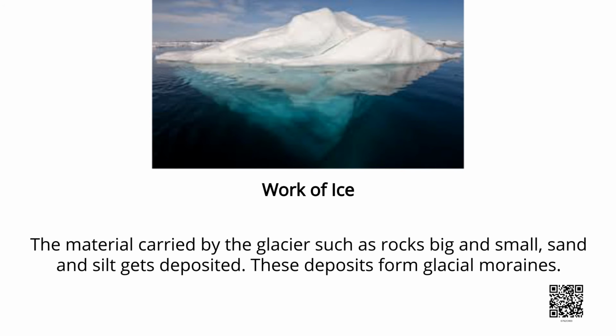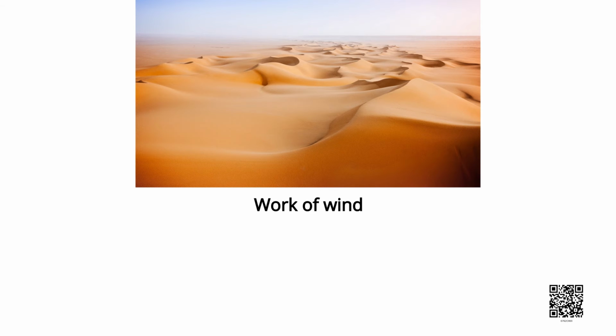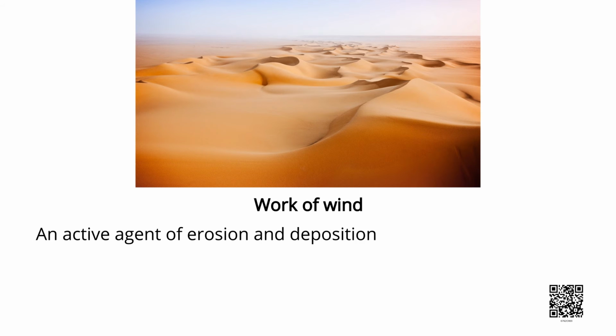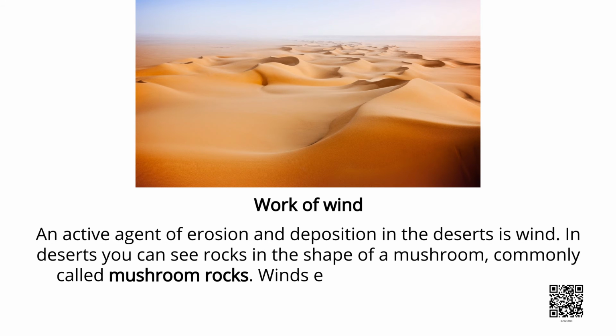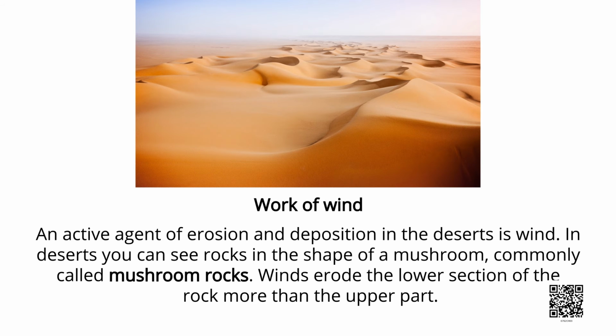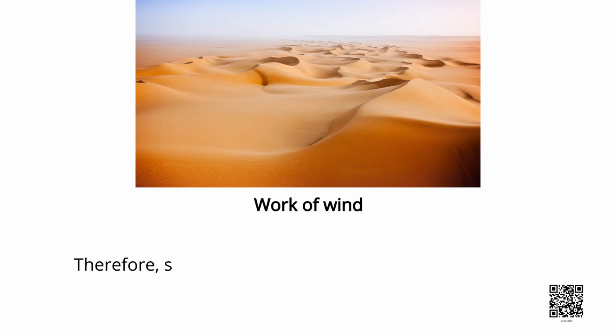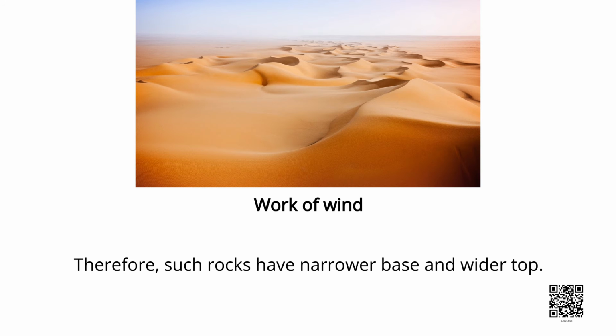Now is the time to talk about the work of wind. So my dear children, have you ever visited a desert? Have you seen sand dunes? An active agent of erosion and deposition in the deserts is wind, my dear children. In the deserts, you can see rocks in the shape of a mushroom, commonly called mushroom rocks. Winds erode the lower section of the rock more than the upper part. Therefore, such rocks have a narrow base and wider top.